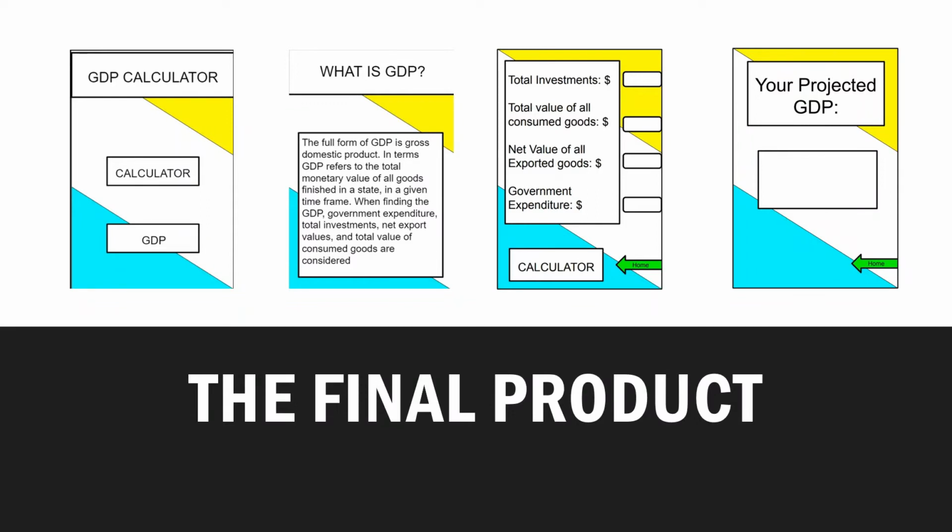My final product is as shown above. The first page indicating the home page, the second where the student is able to learn more about GDP, the third and fourth, where they're able to input different values into different categories, such as total investment, total value of all consumed goods, net value of all consumed goods, and government expenditure. With the use of these four categories, GDP could be calculated. Therefore, it would easily teach students what GDP was and how it can be calculated.